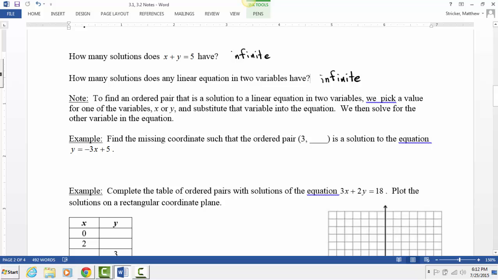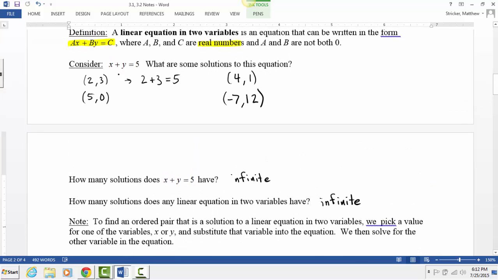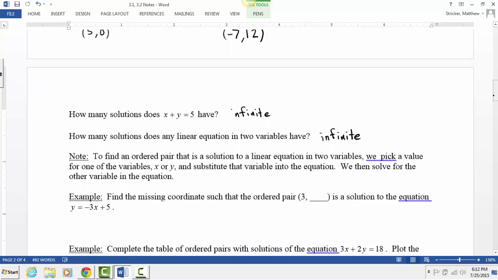Alright, so how do we find an ordered pair that is a solution to an equation? It was pretty easy in the last one we just looked at because we could just kind of see in our head 2 numbers add up to 5. It may not always be quite that easy. So in general, to find an ordered pair that is a solution to a linear equation in 2 variables, we pick a value for one of the variables, could be x or y, and we substitute that variable into the equation. We then solve for the other variable in the equation.